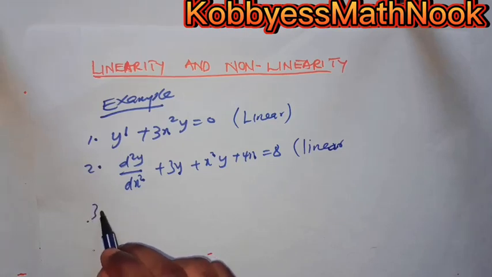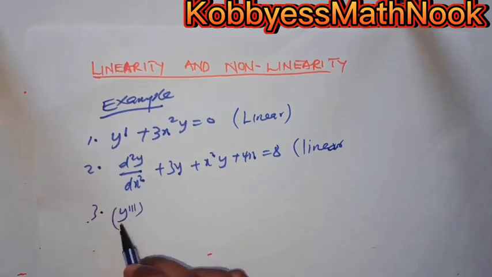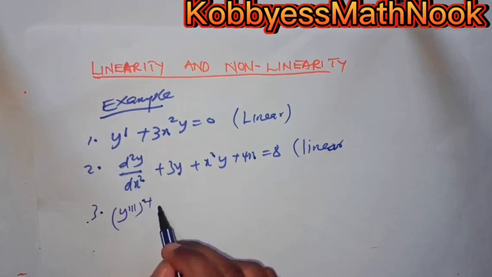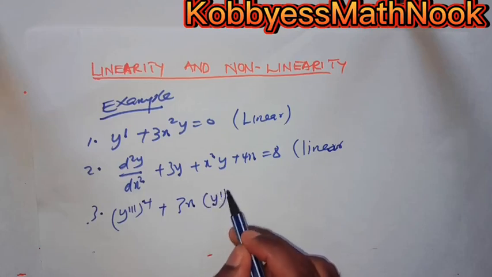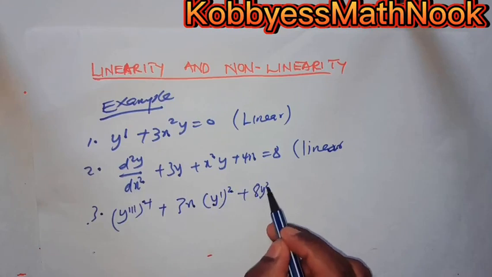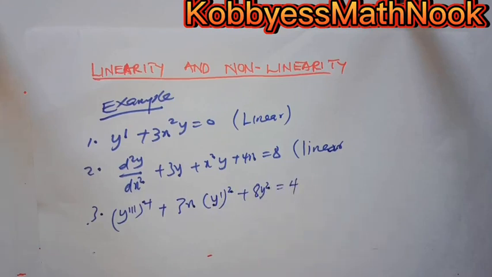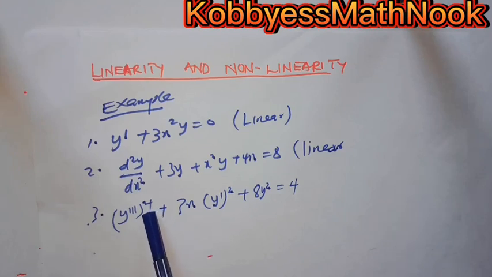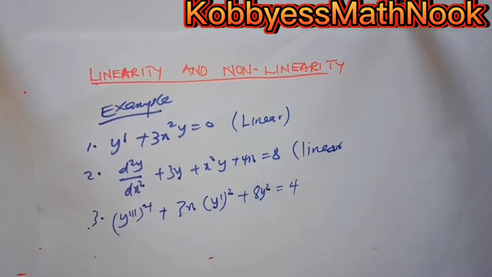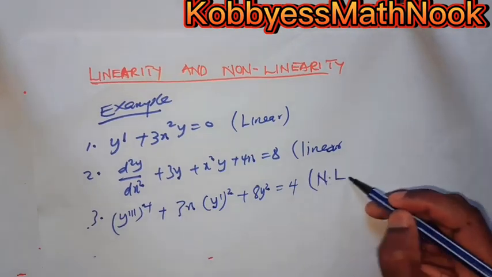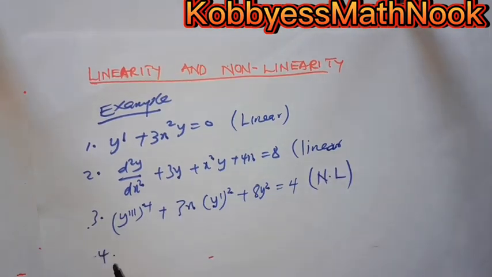Number 3. Let's look at another example: y triple prime power 4, plus 3x y prime squared, plus 8y squared equals 4. Is this linear or non-linear? Let's look at the derivative. The highest degree here is 4, and we said the degree must be 1, hence it's not linear. Even this one alone nullifies linearity, so this is straightforwardly non-linear.